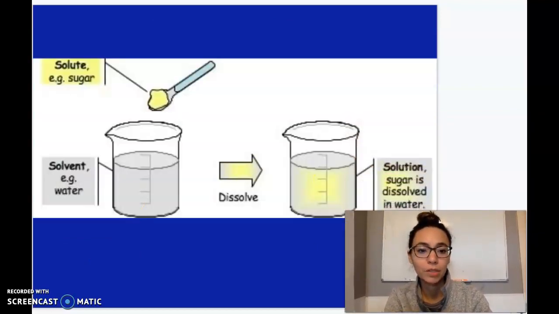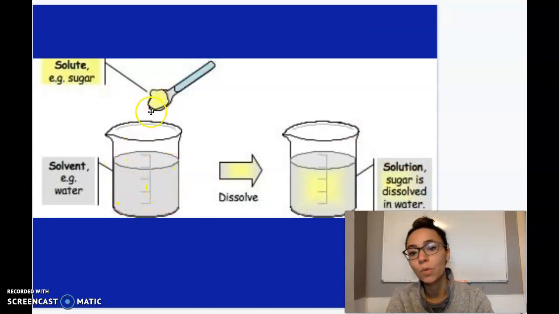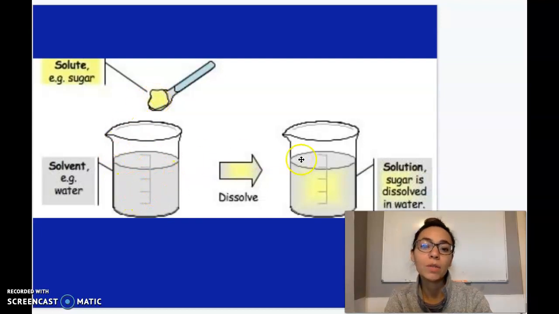So here's a picture of what I was just talking about. So we've got the solvent, which is water. We're adding sugar to it, which is the solute. When we mix those things together, dissolve the sugar, it becomes a solution, a sugar and water solution.